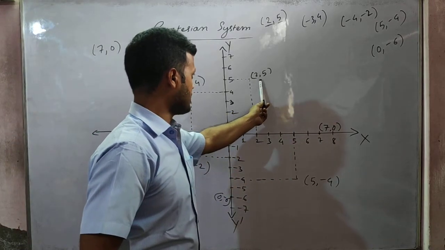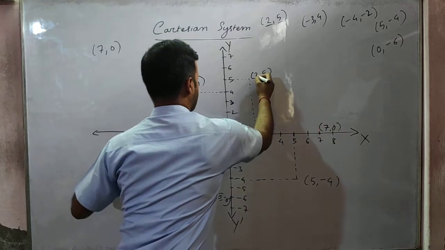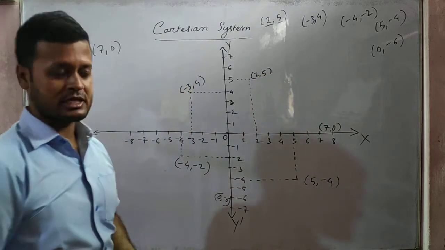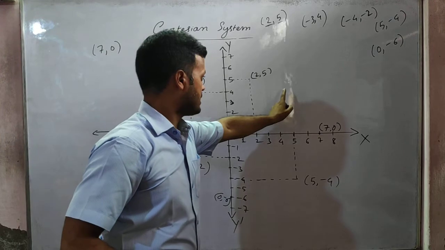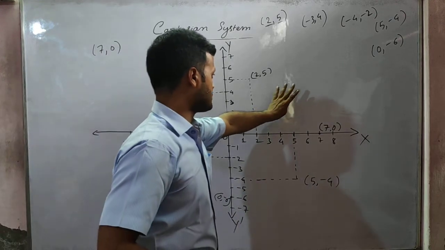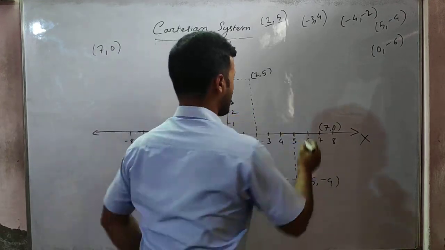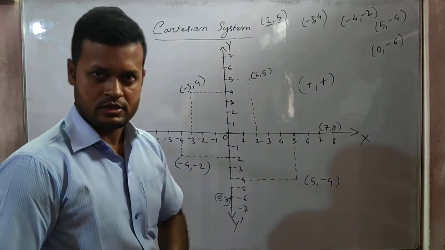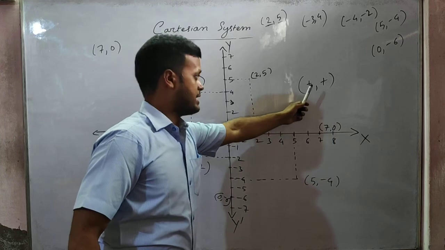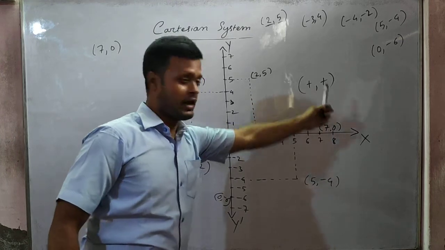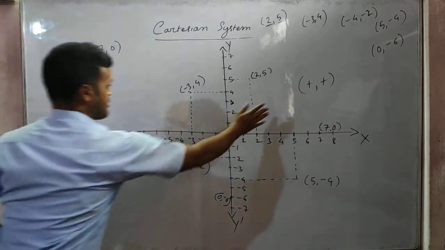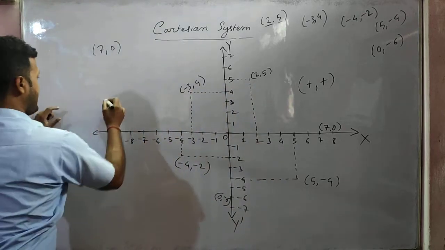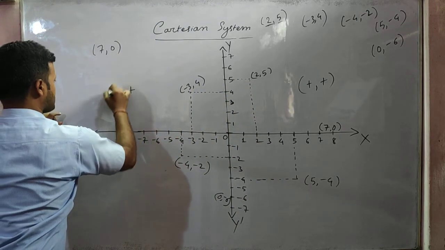And whenever you are marking a point, you have to write it in brackets like this. This is (2,5) like this. So you might have observed that in the first quadrant always both x and y will be positive. Students, in the first quadrant always x and y is positive. In the second quadrant, x is negative, y is positive.